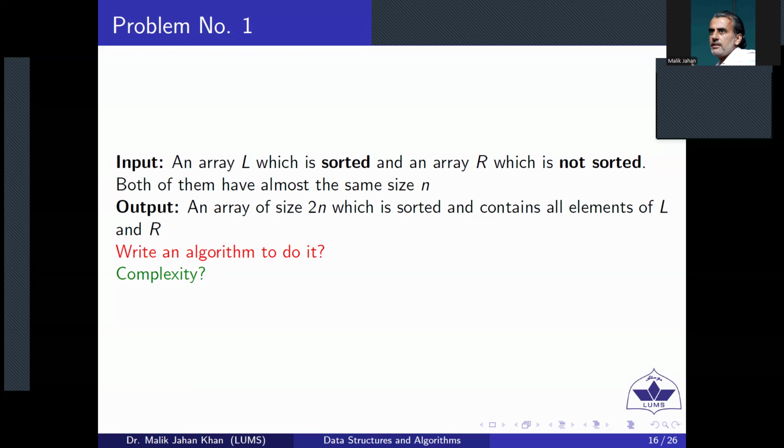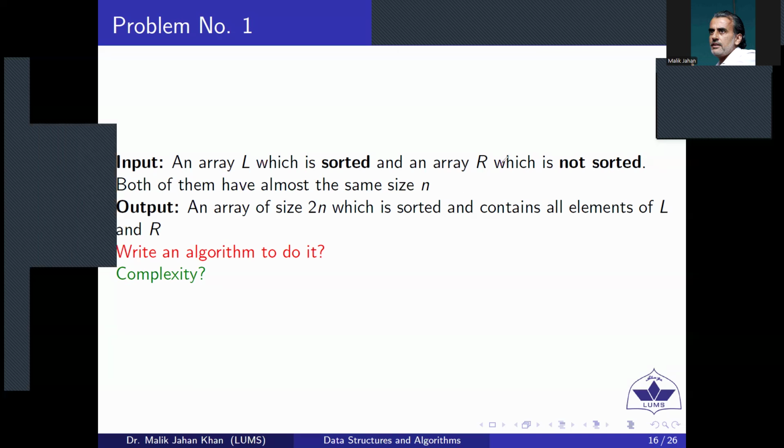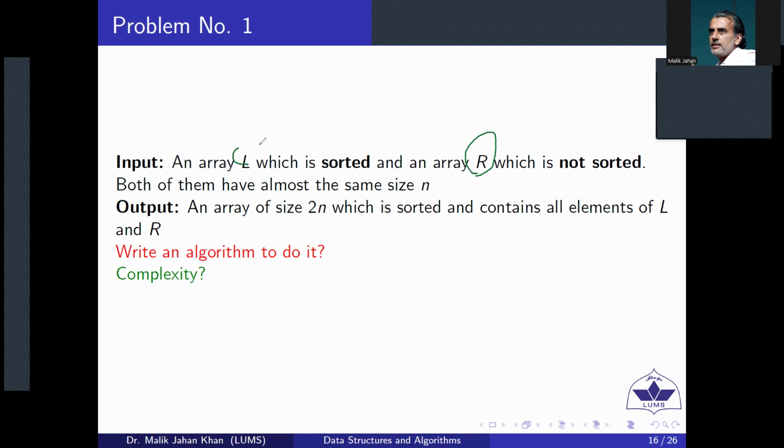If you paused the video over here, you might have figured out that because the left part, or L part, is sorted, we can pick elements from the R part one by one and keep calling insert. We call insert n times, and all elements of the array R will be inserted into the array L one by one, and the overall complexity will be n square. So essentially we are using an insertion sort.